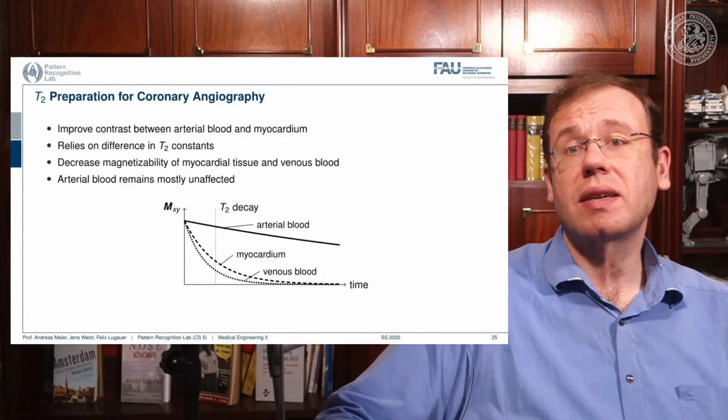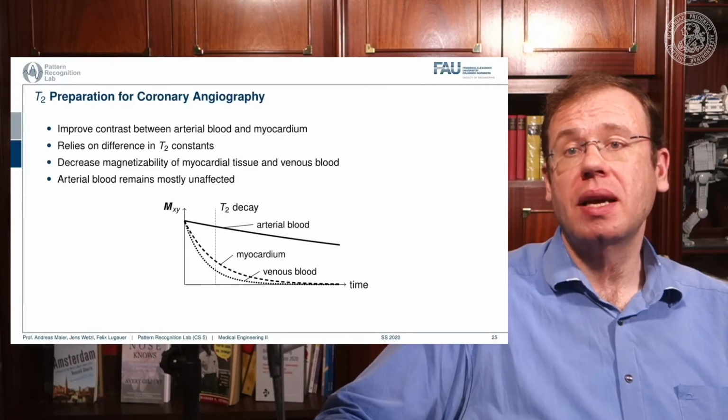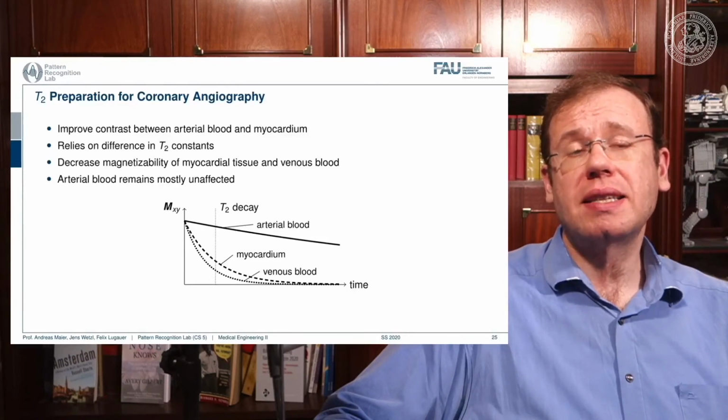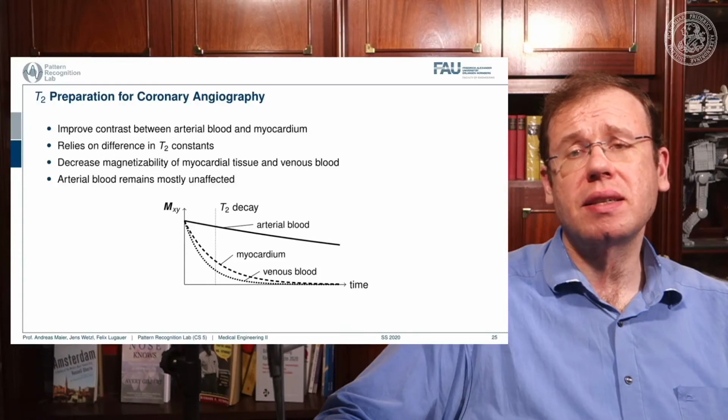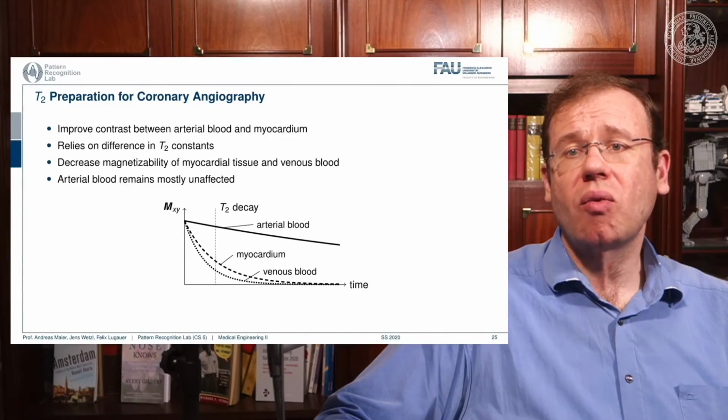And the first thing that we will talk about is the T2 preparation, for example, for coronary angiography. So there you want to improve the contrast between the arterial blood and the myocardium. And this relies on the difference in the T2 constants of the two. So there's actually a change in T2 if you have arterial blood and if you have blood that is venous. So this allows us to play with those effects, and what we want to do is we want to decrease the magnetizability of the myocardial tissue and the venous blood.